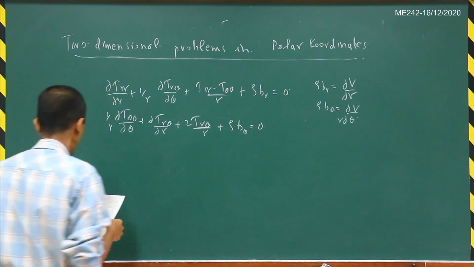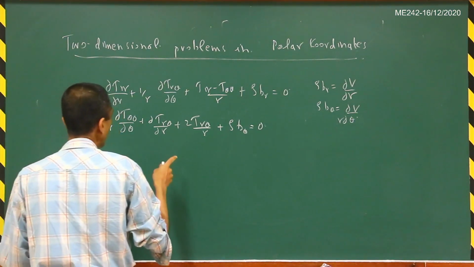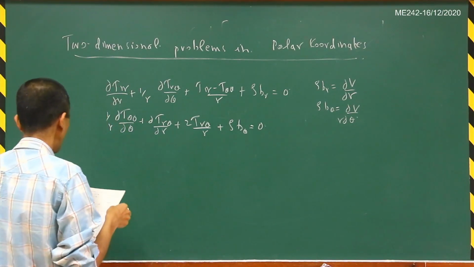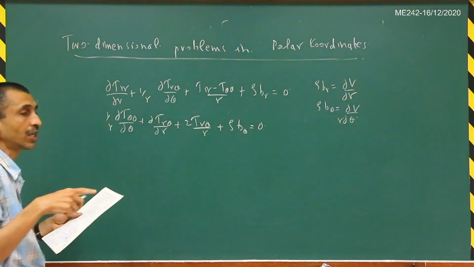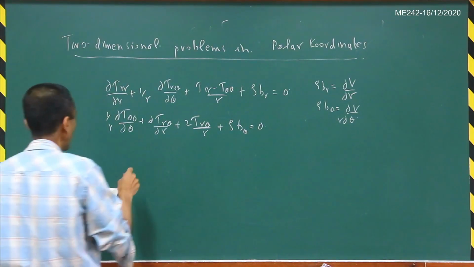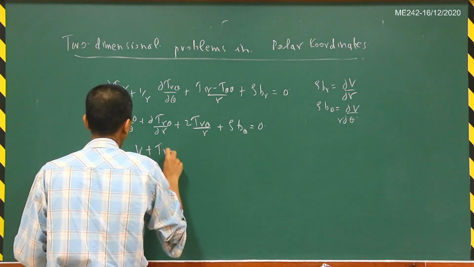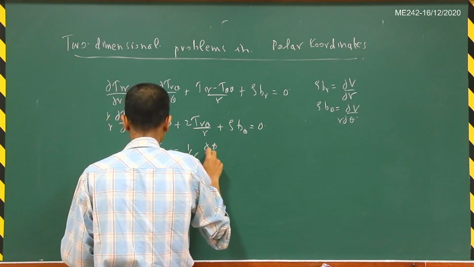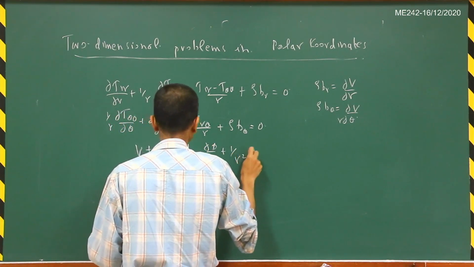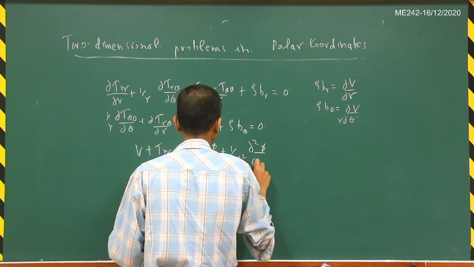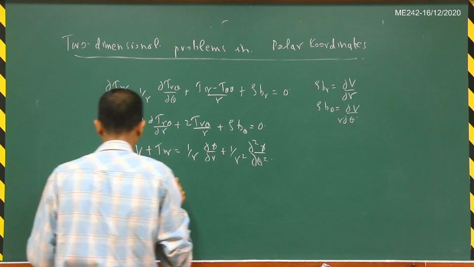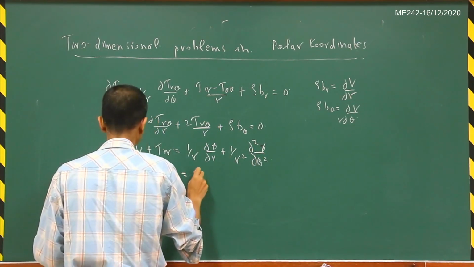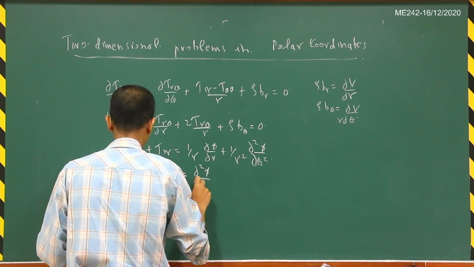And then if you find the components of the stress in terms of the Airy stress function, you will get V + τ_rr equal to (1/r) ∂φ/∂r + (1/r²) ∂²φ/∂θ², and V + τ_θθ equal to ∂²φ/∂r².